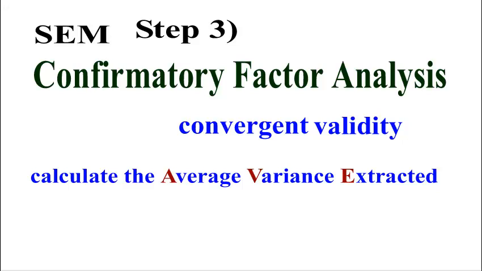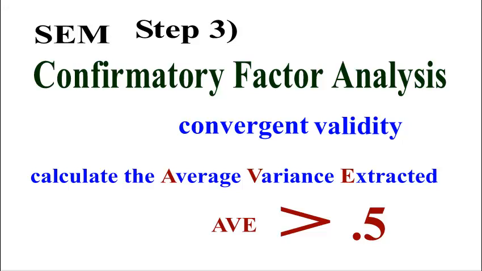First step, you got to calculate the average variance extracted, also called AVE. You want your AVE test statistic to be greater than 0.5. Okay? That's convergent validity first half.